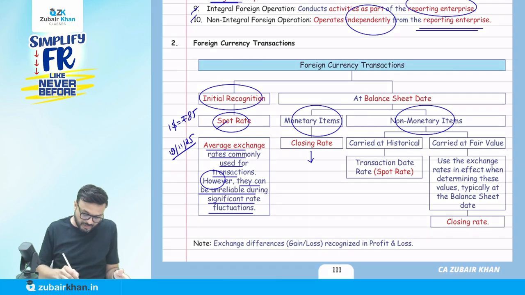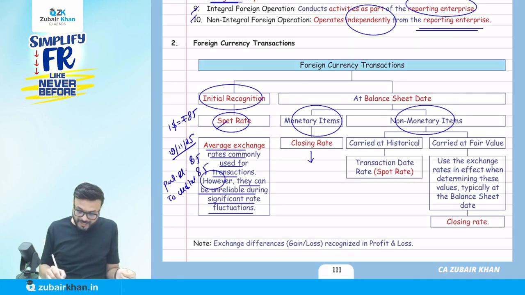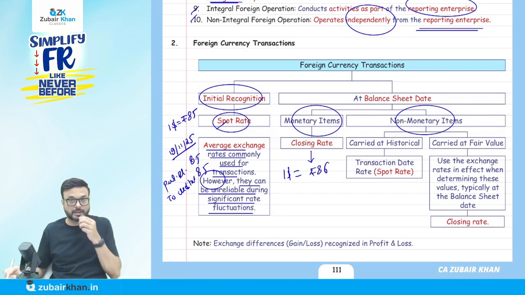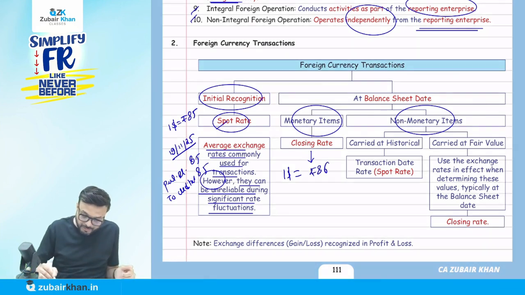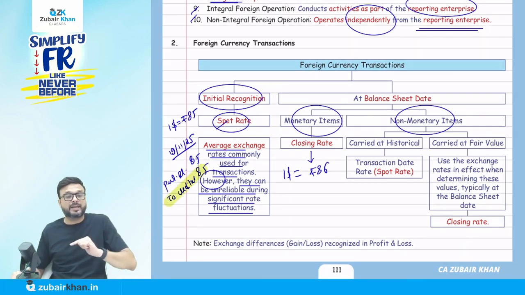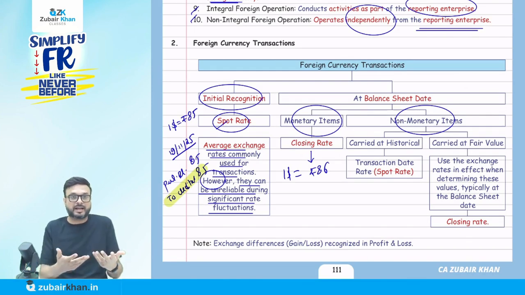When I passed the entry, we debited the purchase account and credited the creditor account, say at 85 only. Now on the balance sheet date, suppose $1 is equal to 86 rupees. But I have not yet paid this amount. It is still payable. So when I say this amount is still payable, it's a monetary item. We know how much is payable.